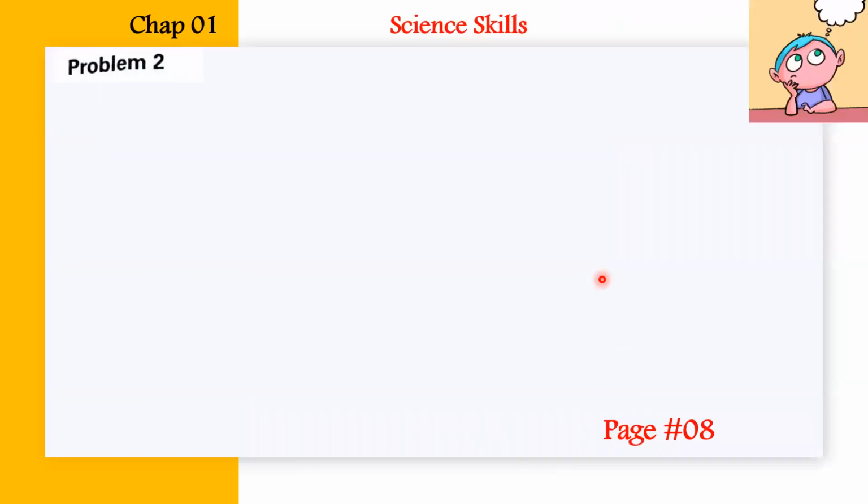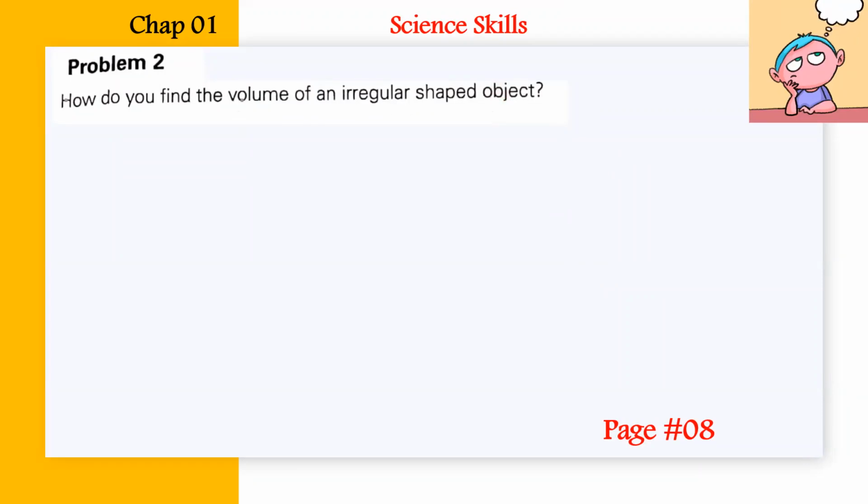Now come towards the second problem. How do you find the volume of an irregular shape? So what should we do there? To find the volume of an irregular shape, who will tell me? If you remember, I explained these things. The volume of a regular shape will be calculated by using a formula, length multiplied by width multiplied by height. But how can we find the volume of an irregular or odd shape?